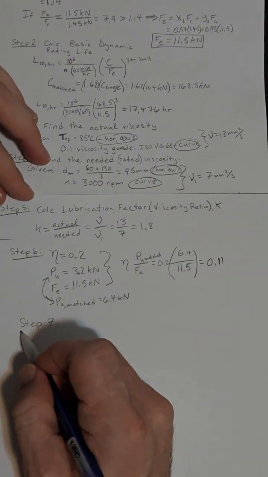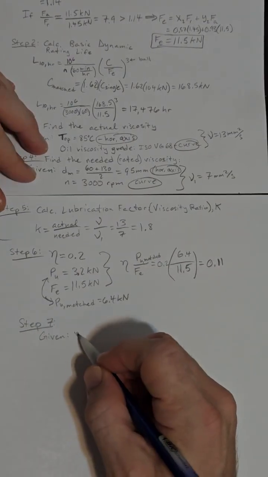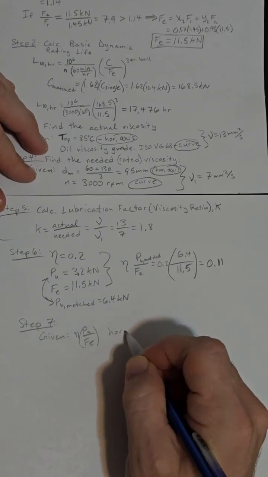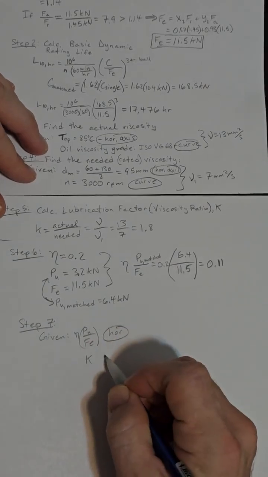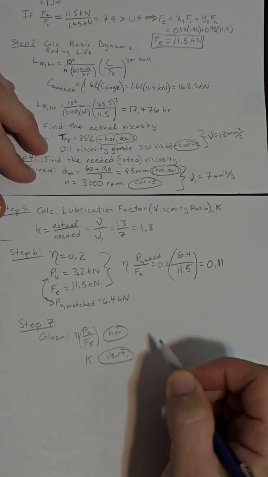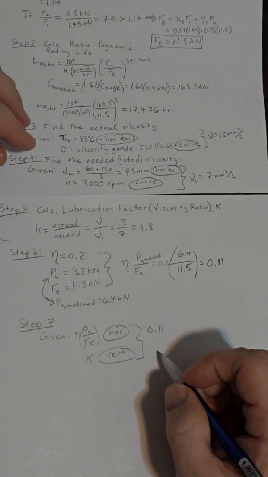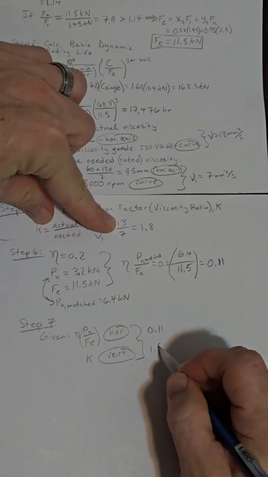Step 7 is the last one we need a chart for. We need the eta PU over FE value that we just calculated for the horizontal axis, and we need the K value for the vertical axis. So 0.11 is what we're going to be looking for, and the K value we got was 1.8.